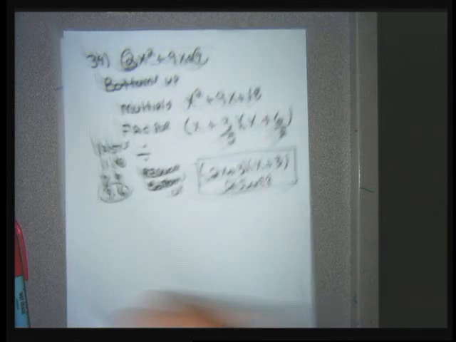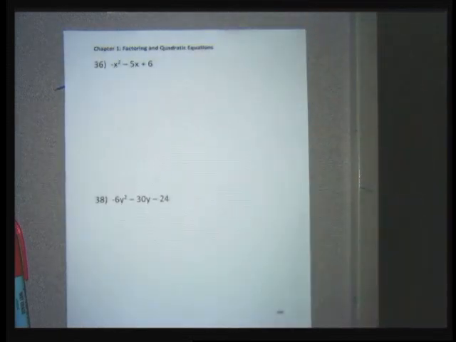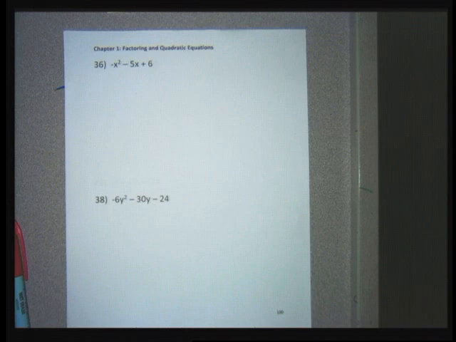Getting close to the end. Both 36 and 38 have negatives written first, and anytime the first number is negative, you at least have to factor out a negative. If there's a common factor, you factor out a negative with the common factor.